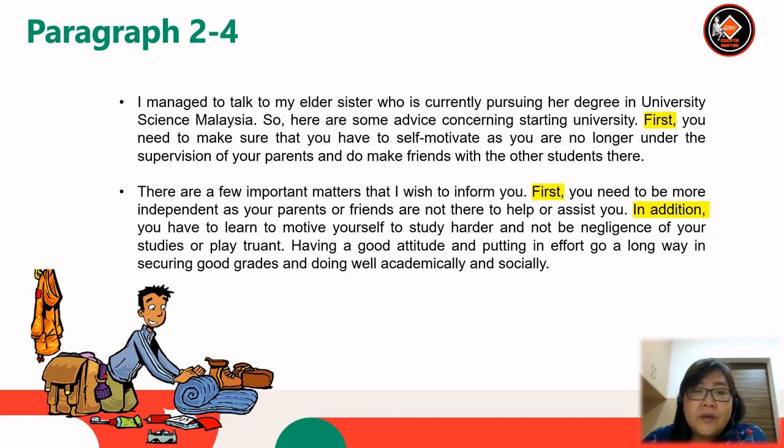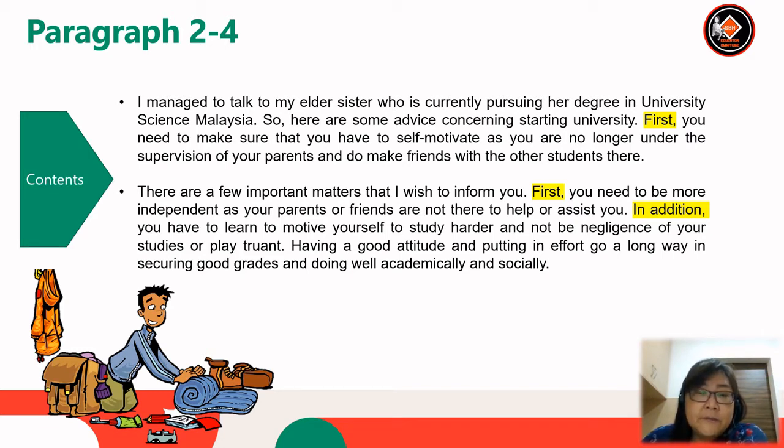Now let's look at paragraph 2, 3, and 4. So these are contents. So for contents, here are a few examples. I managed to talk to my elder sister who is currently pursuing her degree in University Science Malaysia. So here are some advice concerning starting university. First, you need to make sure that you have to self-motivate, as you are no longer under the supervision of your parents, and do make friends with other students there.